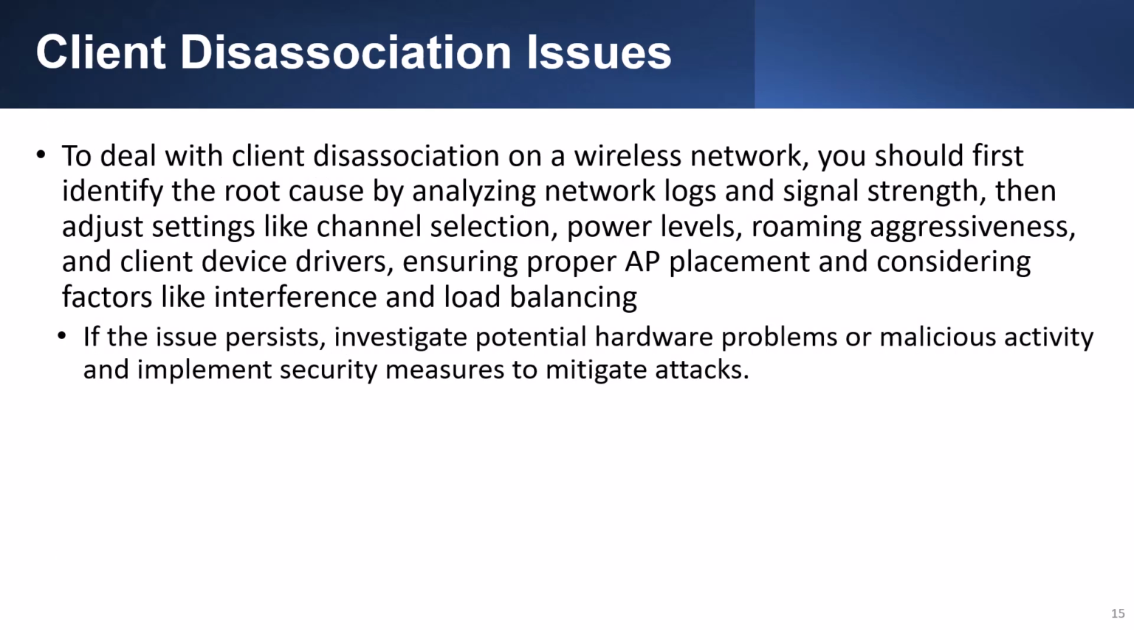To deal with client disassociation on a wireless network, you should first identify the root cause by analyzing network logs and signal strength, then adjust settings like channel selection, power levels, roaming aggressiveness, and client device drivers, ensuring proper AP placement and considering factors like interference and load balancing. If the issue persists, investigate potential hardware problems or malicious activity and implement security measures to mitigate attacks.